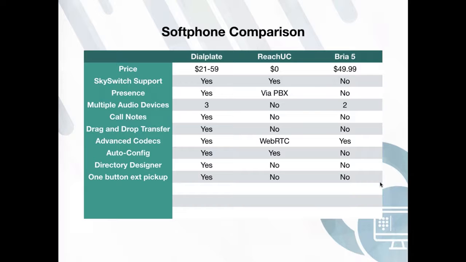So drag and drop transfer, this is very easy for a receptionist or someone who hasn't used a soft phone to just jump in and start using. There are advanced audio codecs such as Opus, and pretty much every audio codec that you would normally see is available in Dialplate. It is supporting auto configuration, and it is supporting our directory designer. So not only will you be able to auto provision the phone to get it functioning, but you'll be able to auto provision the BLF keys on the app. And you can do it through the directory designer, so it's very easy to set up.